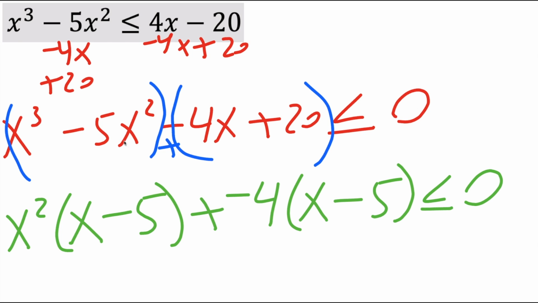Again, this version and this version are identical. We can check: x squared times x is x cubed. X squared times negative 5 is negative 5x squared. Plus minus, which is just minus. So minus 4 times x is minus 4x. Minus 4 times negative 5 is positive 20. A negative times a negative is a positive.